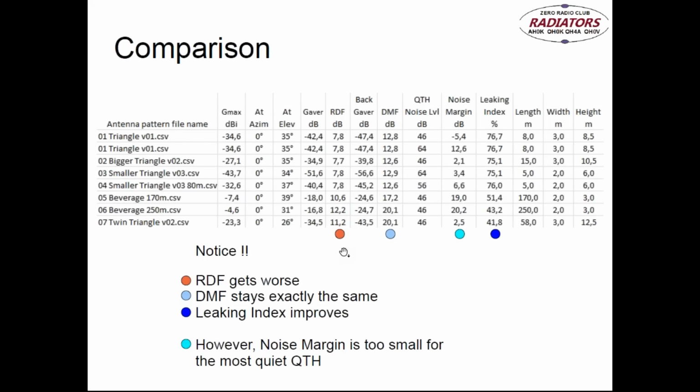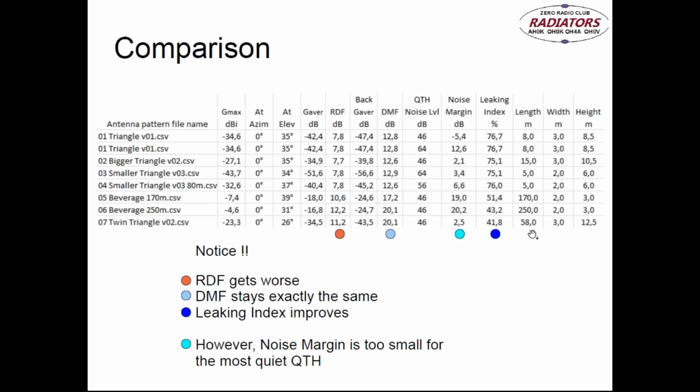But now let's pay attention how these metrics behave. Like I said, that this leaking index can be the decisive factor or decisive number when we are starting to split the hairs and I'm trying to decide that, okay, which one is better. So RDF got worse compared to this 250 meter long beverage. The DMF stays the same, but there is a small change in the leaking index. And of course, because this is much smaller antenna, this is like less than 200 feet long.